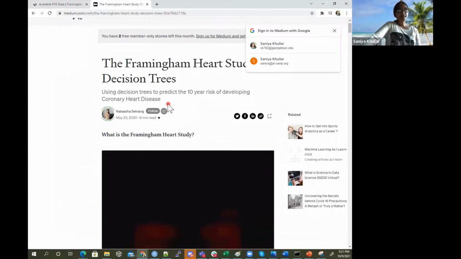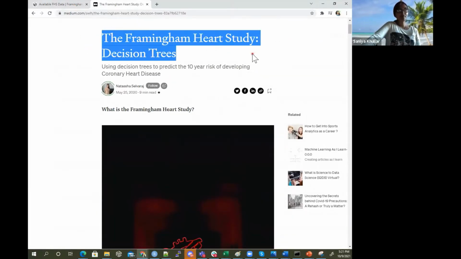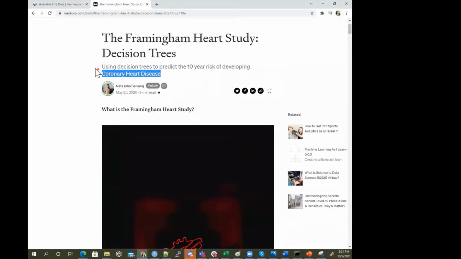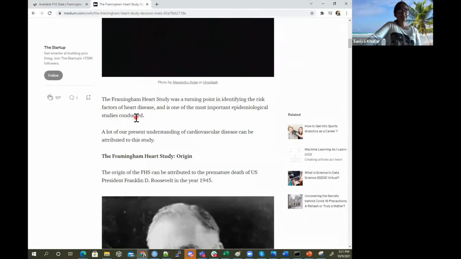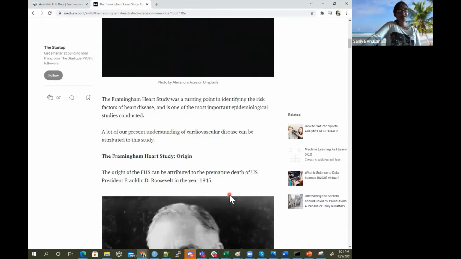So in this study, do you want to read about the Framingham Heart Study? Sure. Using decision trees to predict the 10-year risk of developing coronary heart disease. Okay, so what is the Framingham Heart Study? Do you want to continue reading this?